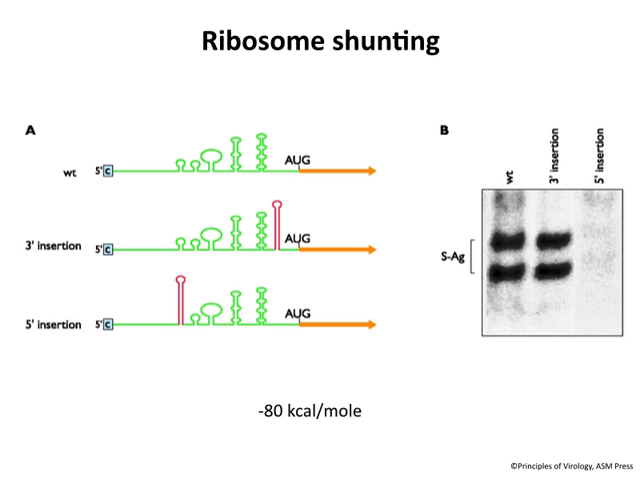Ribosomes are moving along the 5' end. They bump into this. Bam, they can't go any further. The helicase gives up, and no protein is made.